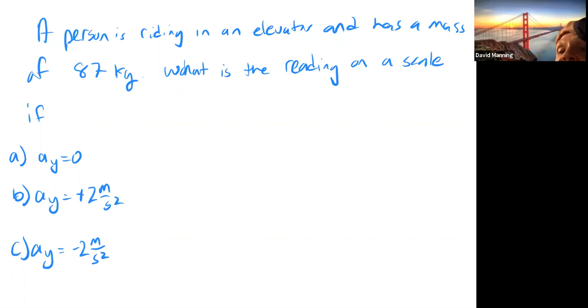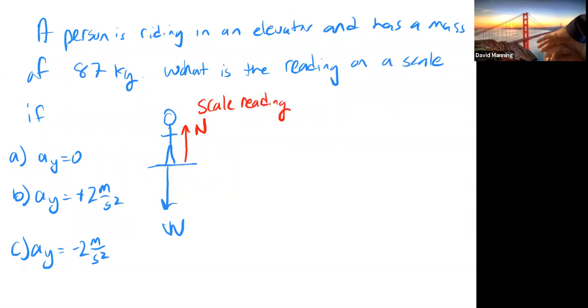So what's happening here is there's an elevator and there's a person standing on a scale. The person's weight is downward. The normal force is upwards. In each case, there's a different acceleration. What we want to do is find the acceleration for each scenario. We have two opposing forces. The scale reading is the normal force. That's what the normal force is, your scale reading.